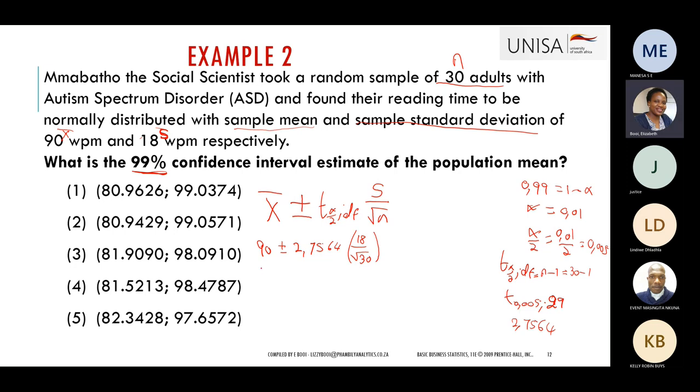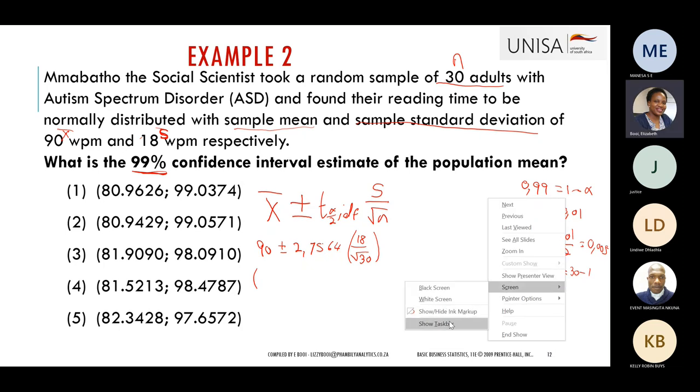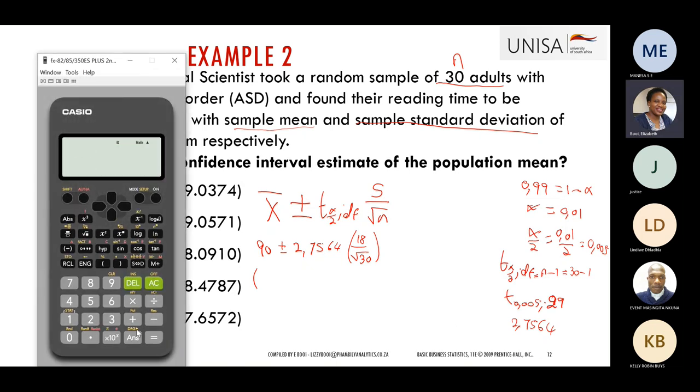N is 30, and I'm going to calculate the rest of the margin of error. The margin of error will be, and I used my calculator to its capabilities, 2.7564 times 18, divided by the square root of 30, close bracket and equals 9.05. Okay, 9.0584.